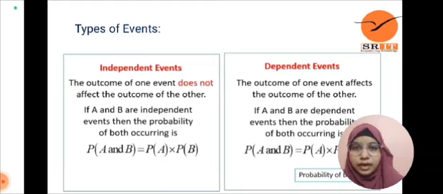And next, the outcome of one event affects the outcome of the other. This is called a dependent event. If A and B are dependent events, then the probability of both occurring is P of A and B, that equals P of A into P of B by A. That is, if the event A occurs, then only B occurs, so it is called a dependent event.